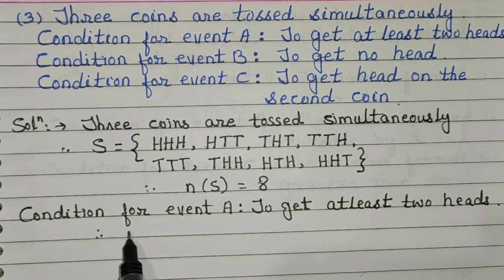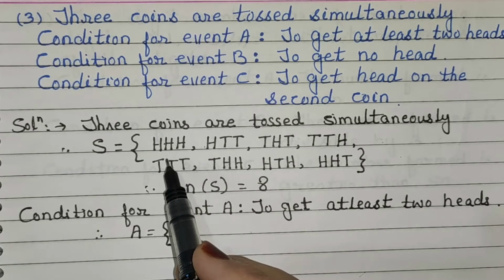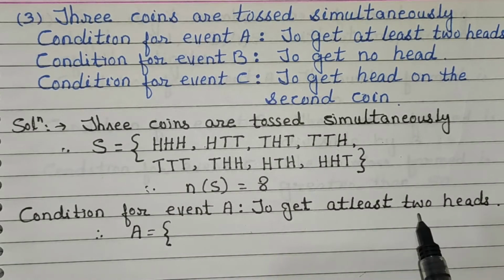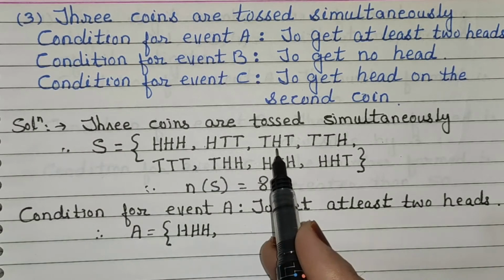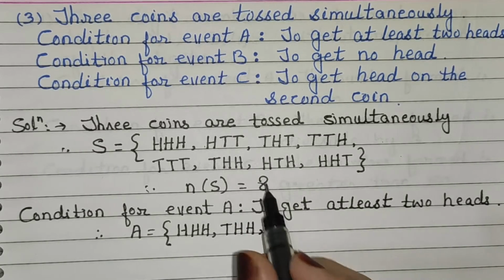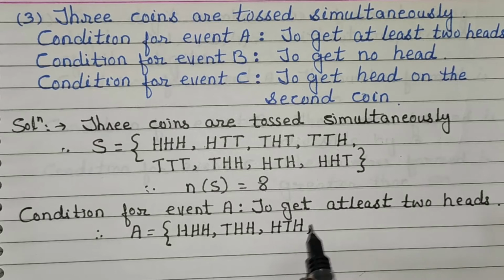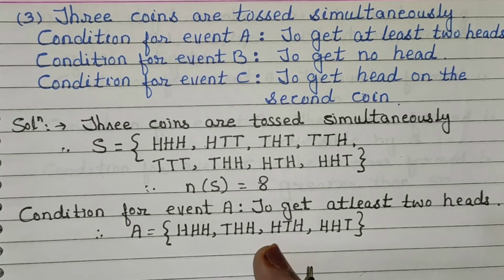Therefore, A is equal to, now look at the sample space. At least two heads means two or more heads. Therefore, we can write here H, H, H. One head, two heads, T, H, H. Now next one is H, T, H. Now here also two heads, H, H, T. Now we get here H, H, H; T, H, H; H, T, H; and H, H, T. Therefore, n of A is equal to 4.